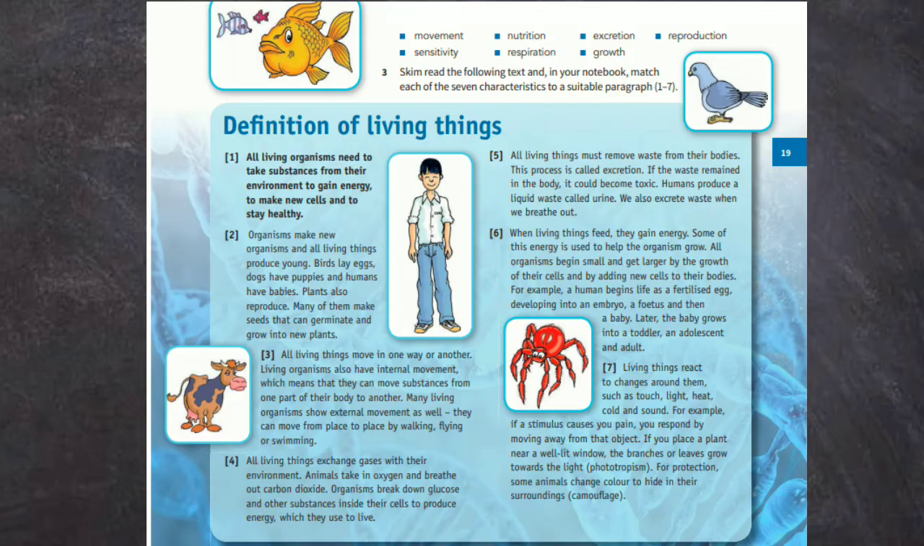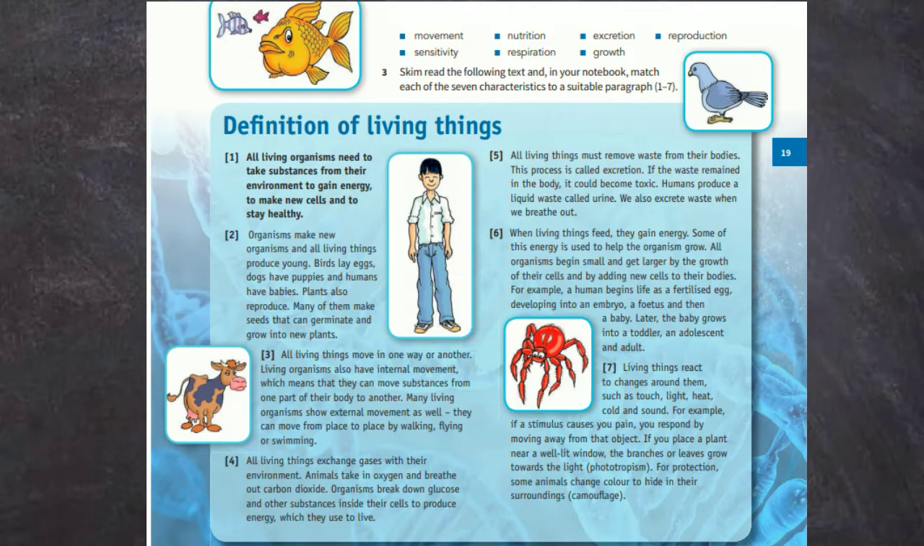Alright, now let's look at the text, definition of living things. You are provided 7 characteristics here, and you need to match each of the 7 characteristics to a suitable paragraph, 1 until 7.